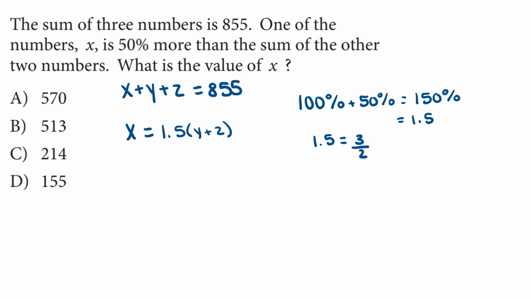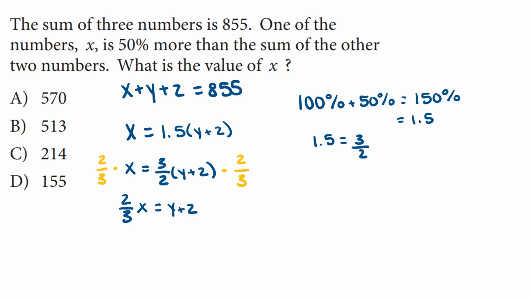That's going to make this easier to solve because essentially we want to get this in terms of y and z so that we can substitute that into our equation. So x is equal to 3 over 2 times y plus z. And we can get y and z by itself by multiplying by 2/3 on both sides. So we get 2/3 x equals y plus z.